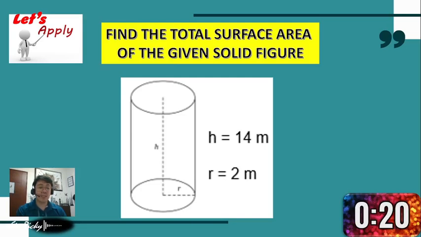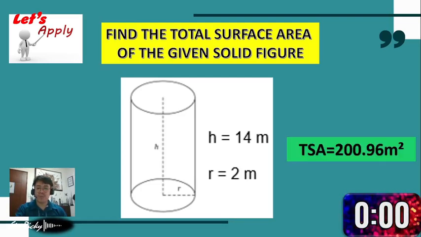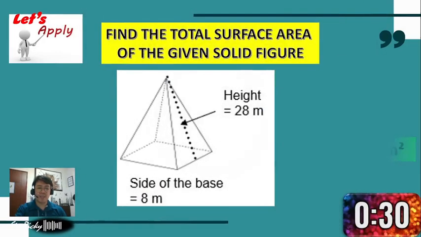If you think that the time is not enough for you to solve for the given solid figure, you can pause the video. Later on, you will take a picture of your answer and upload it on the provided Google Drive link. So the surface area is equal to 200.96 square meters. The next one is find the total surface area of the given solid figure, which is a square pyramid. Your 30 seconds starts now.